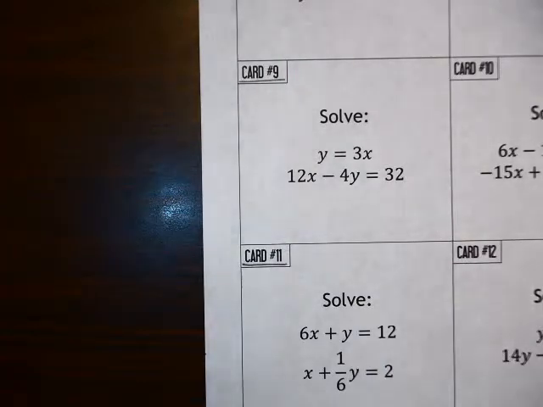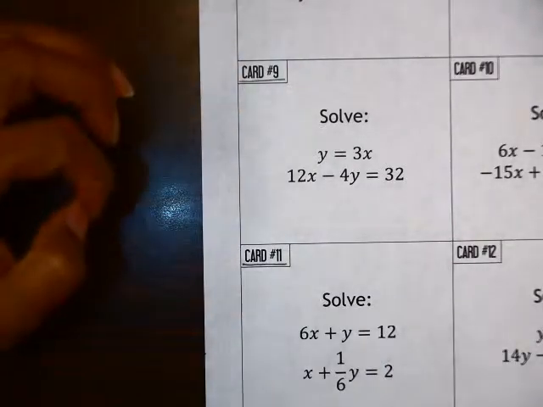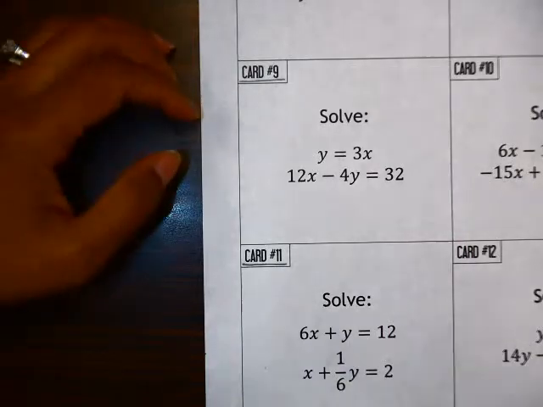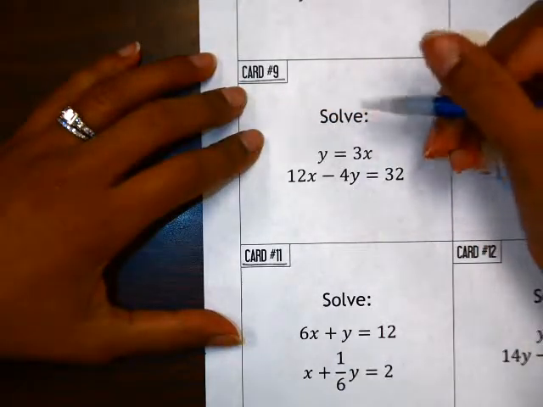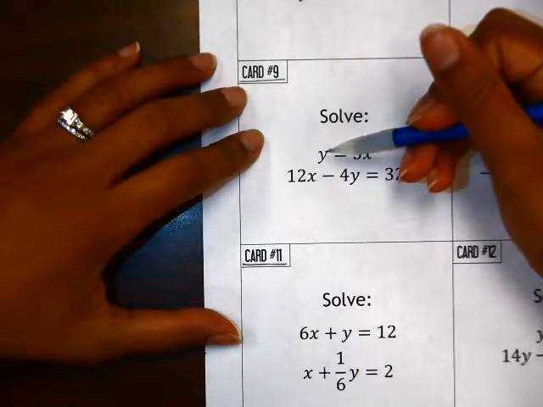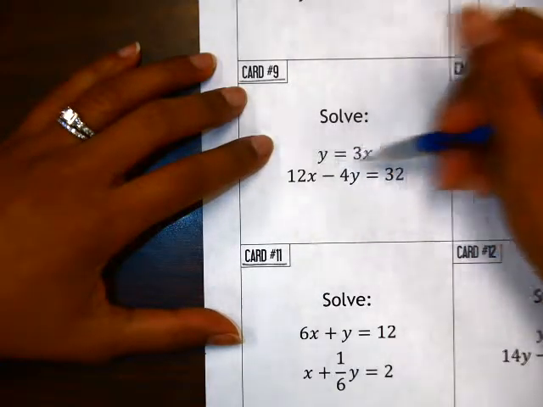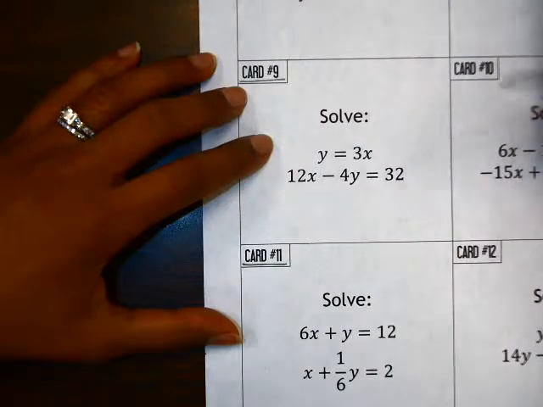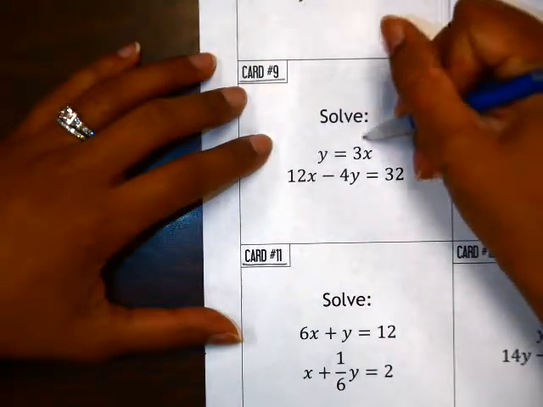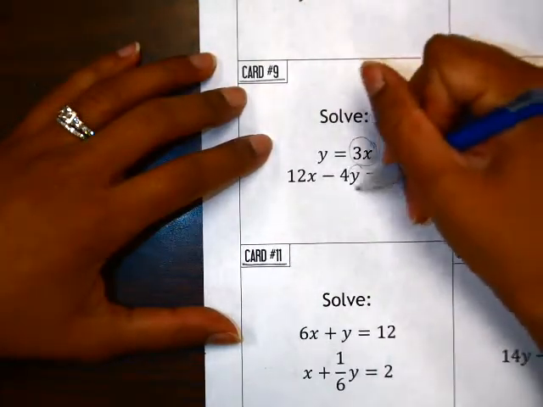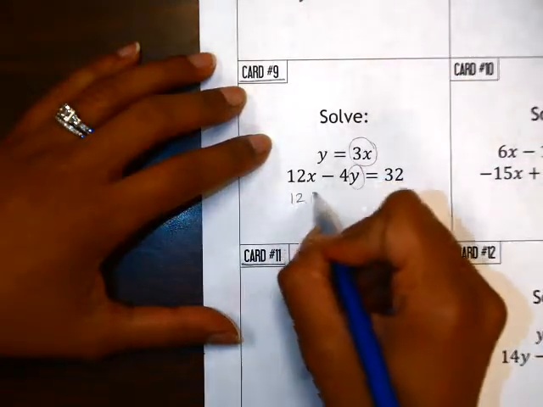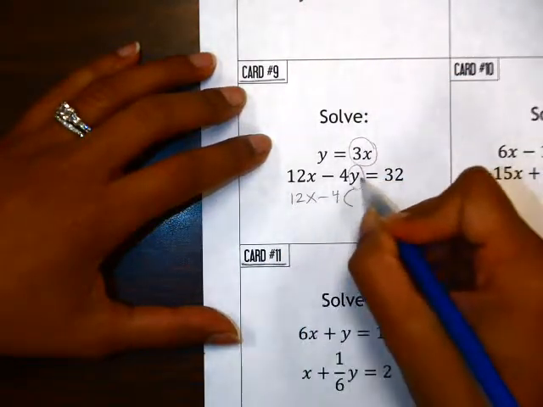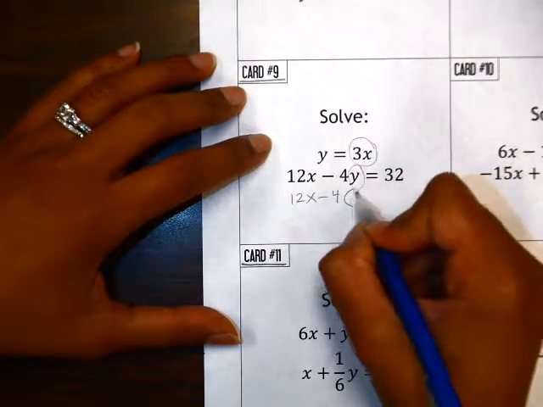Okay, in this video I'm going to do number 9 and 11, 4.2 worksheet systems of equations. In card number 9, we have a y already isolated, so this is nice because we can just use substitution, plug the 3x in where we see y here. So if I rewrite the second equation and substitute in place of the y, I'm going to substitute 3x.